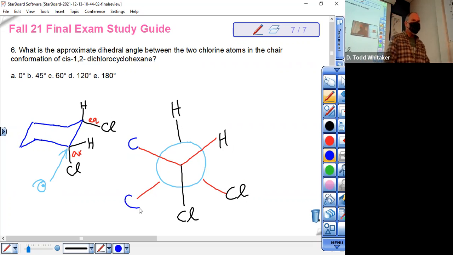Finally, to the exam question, what is the dihedral angle between the chlorine atoms? Remember, if this is 120 between each of the things on the front and 120 on each of the carbons in the back, and this is halfway between this and the 120 degrees towards the H, then that's 60. Right there.